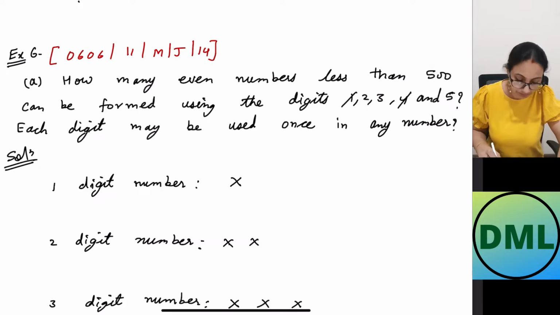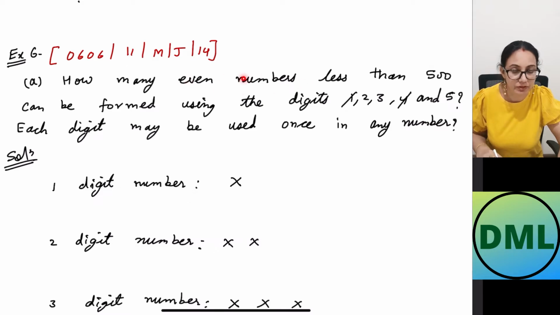Let's see one more example. How many even numbers less than 500 can be formed using the digits 1, 2, 3, 4 and 5? Each digit may be used once in any number. So, as you can see, we have to make an even number first of all, and the number should be less than 500. So either it should be a 1-digit number or a 2-digit number or a 3-digit number. So we will do it separately.